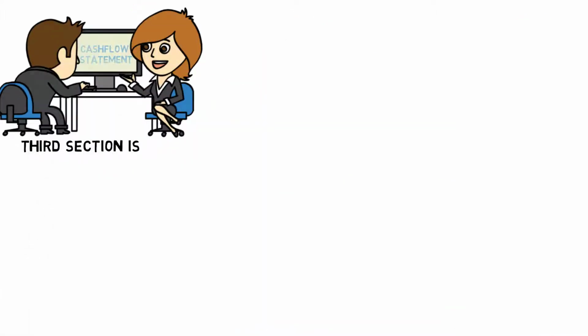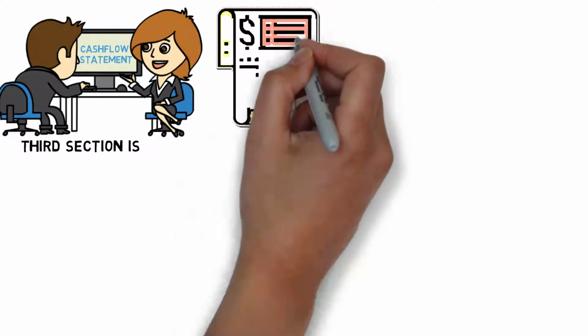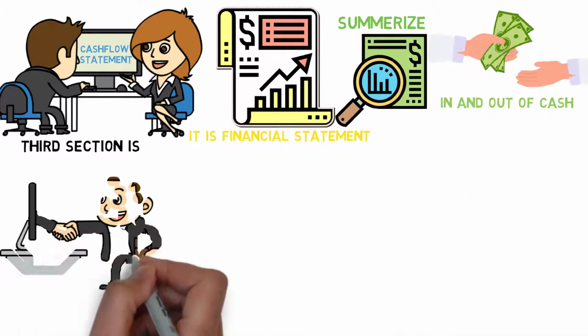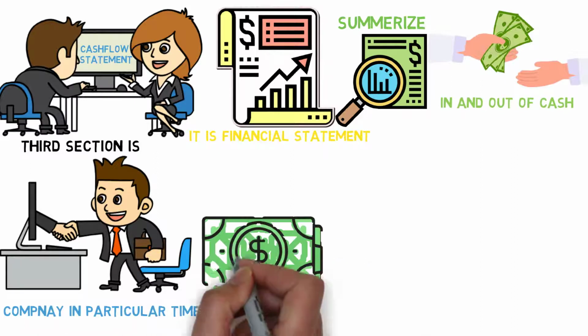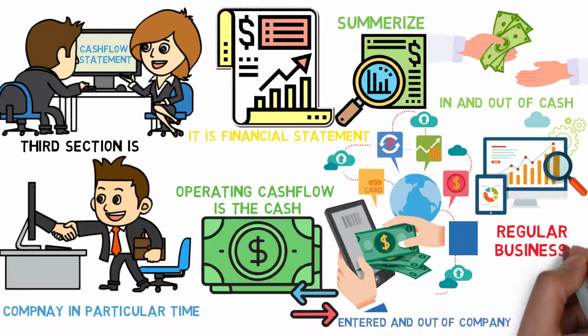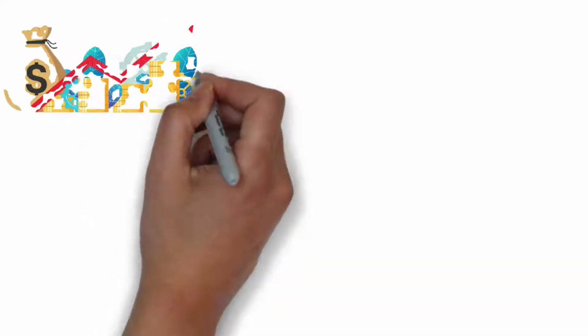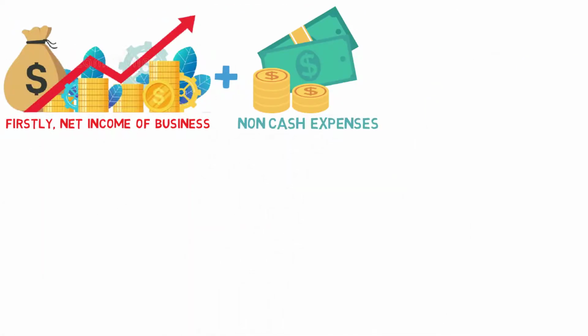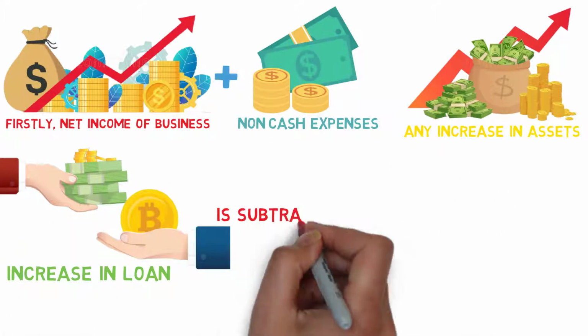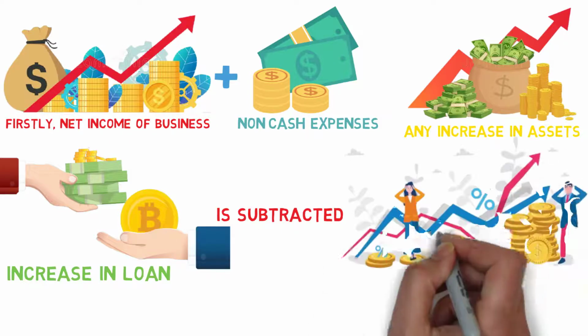Third section is cash flow statement. It is a financial statement that summarizes the in and out of cash from the company in a particular time. Operating cash flow is that cash which entered in and out of the company on regular business activity. Firstly, the net income of the business adds non-cash expenses, then any increase in assets, for example an increase in loans, is subtracted. Then it adds any increase in liabilities.